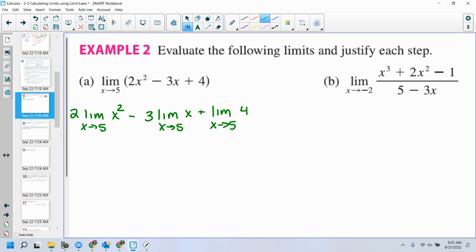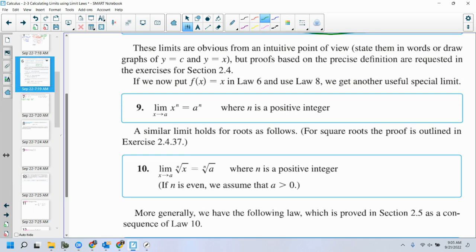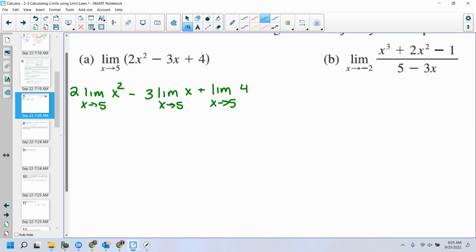All right, one of our limit laws says that if we have the limit as x goes to 5 of x squared, well, that's just 5 squared, right? That is this one right here. The limit as x goes to 5 of x squared is just going to be 5 squared. So that is 2 times 5 squared. And we had the limit as x goes to a of x was a. That's straight up that next one. So the limit as x goes to 5 of x is just 5.